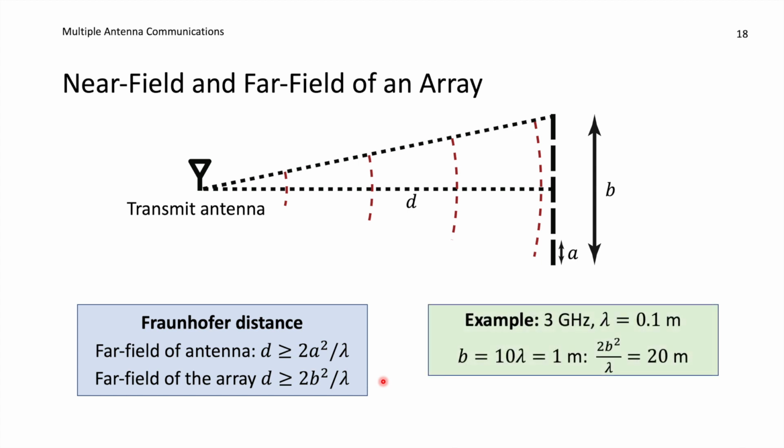If we put in some numbers, a 3 GHz band, the wavelength is then 1 decimeter, and say that your array is 10 wavelengths long, so 1 meter long, which typically is as long as arrays are today, then this becomes 20 meters. So in mobile communications, we are typically in the far field also of the arrays. So we will use this far field approximation so that we can neglect the curved waveforms from now on.